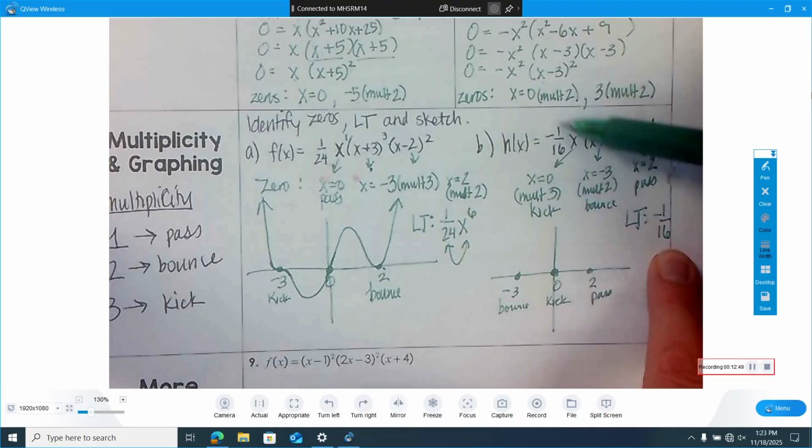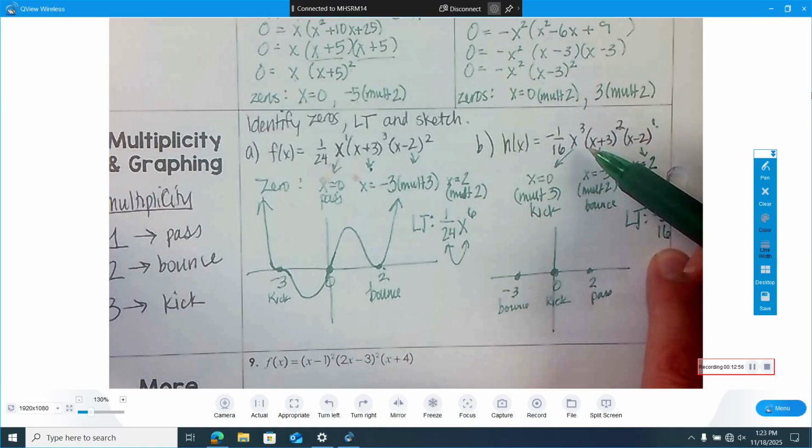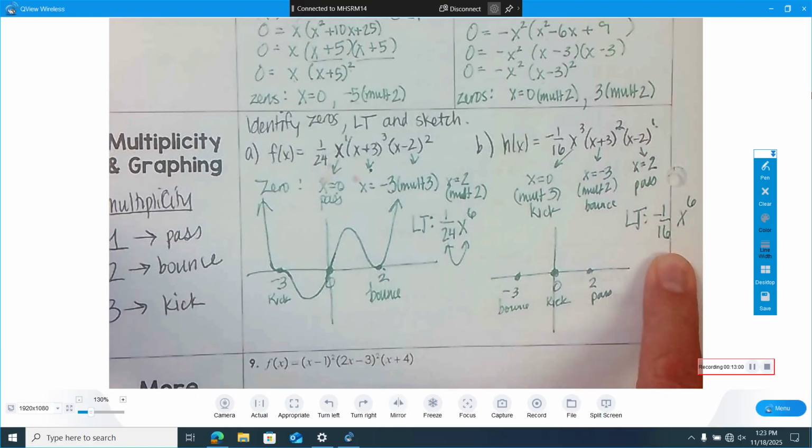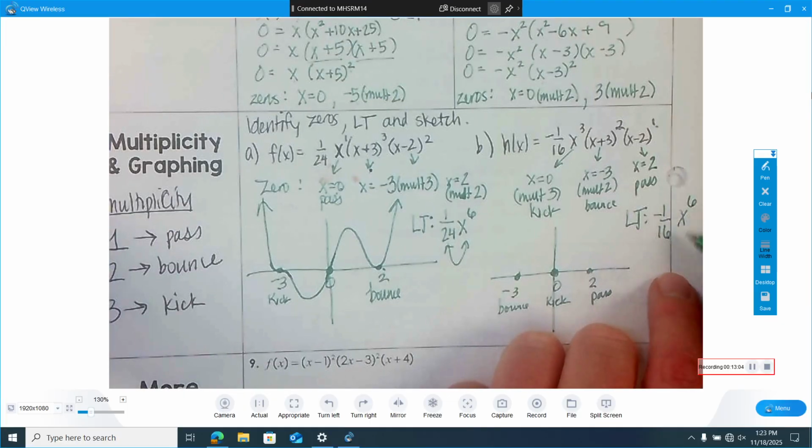We got our coefficient in front here, negative 1/16. X cubed, x squared, x to the 1st. 3, 2, 1, add them up, we get x to the 6th. So negative 1/16 x to the 6th. All right, x to the 6th, what do the arrows do?